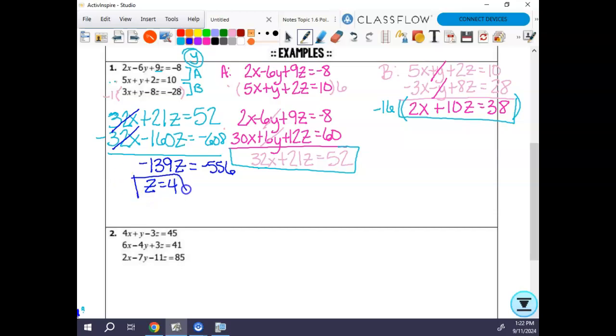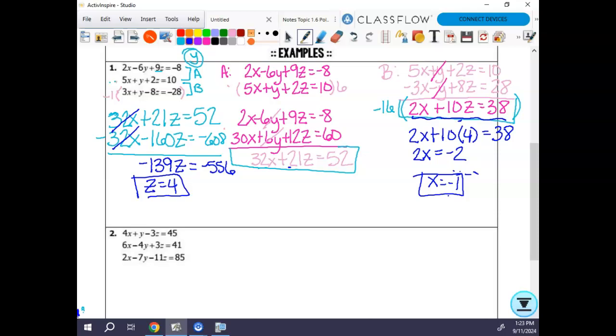Now that I have this, I need to substitute it back into one of these two. I don't want to substitute it into the original one because it'll give me other things. I would think this one, this pink one right here, might be a little bit easier, right? So that's why you want to be able to find your stuff as you go through. So this will give me 2x plus 10 times 4 equals 38. So 2x, that's going to be 40, and when I subtract it over, I get a negative 2. So x equals negative 1. Even with those big old numbers, that's what I get for x and z.